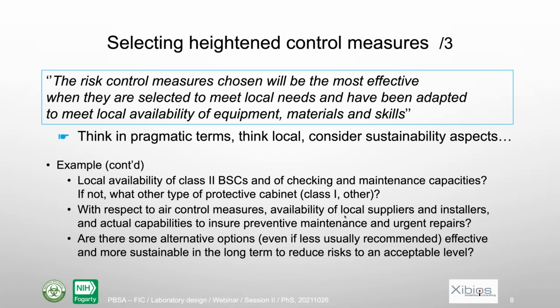With respect to air control measures, are there some local suppliers and installers who could also be able to ensure preventive maintenance or urgent repair? If all your system is based on a sophisticated air conditioning, and in case of breakdown you cannot repair it, your activity might be compromised. And then again, if you don't find suitable solutions there, you might need to find something else, perhaps more simple, which is not as classical, but which should be more sustainable and really reduce the risk to an acceptable level.